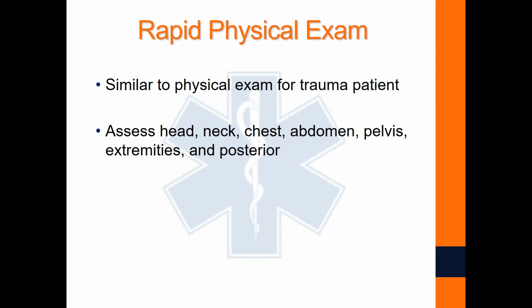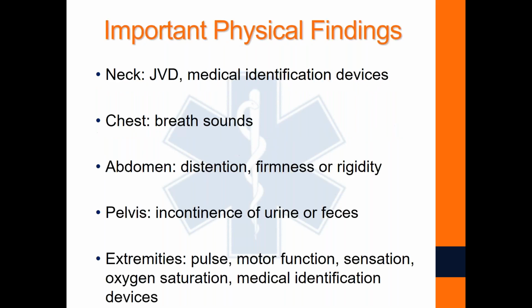If I start at the head, work my way to the toes, and have poked and prodded everything in between, it's categorically impossible that I've overlooked something. I've assessed the head, the neck, the chest, the abdomen, the pelvis, the extremities. I roll them up onto their side. I check the posterior. I have now examined every single inch of this patient. Could I have missed something? Not likely, because I've gone through all the trouble of doing this assessment.